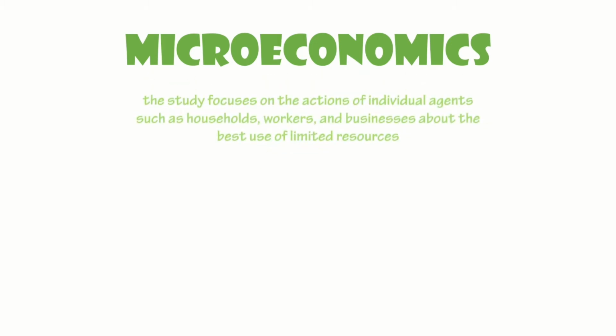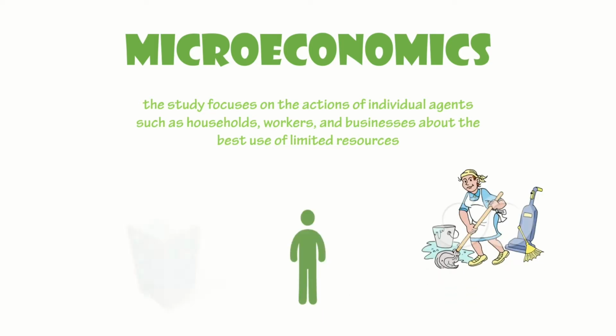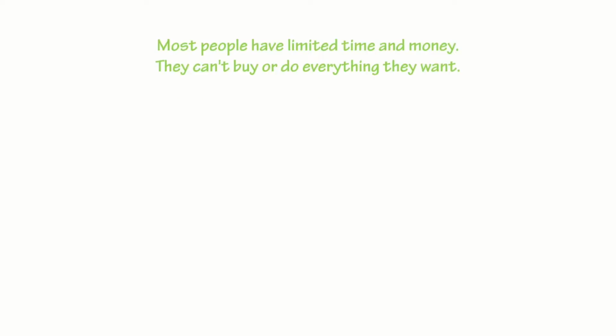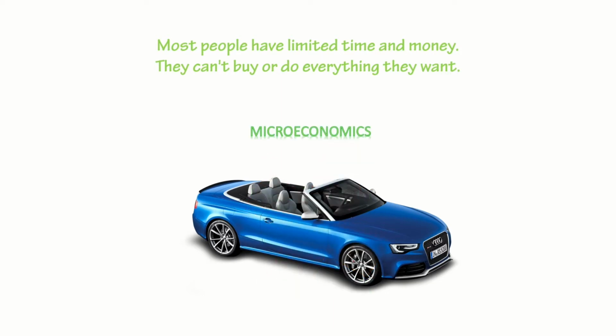I'm going to explain about microeconomics. You can think of micro as meaning small. Microeconomics is the study that focuses on the actions of individual agents such as households, workers, and businesses about the best use of limited resources. To illustrate, most people have limited time and money. They can't buy or do everything they want, so they make calculated microeconomic decisions about how to use their limited resources for personal satisfaction.